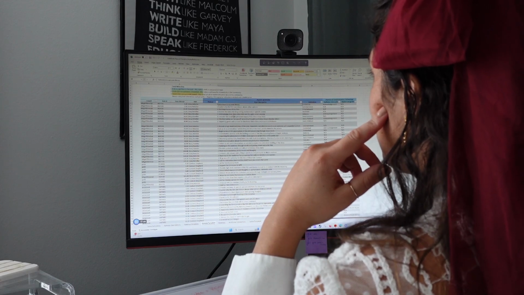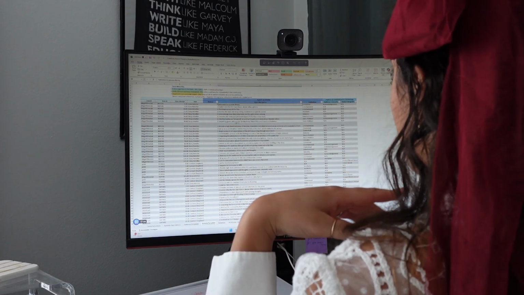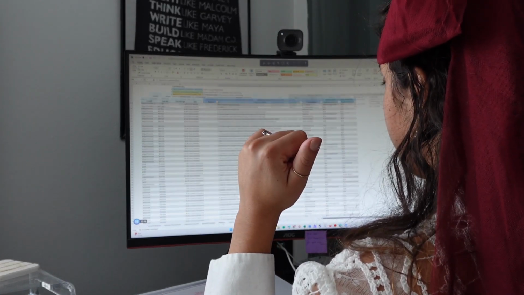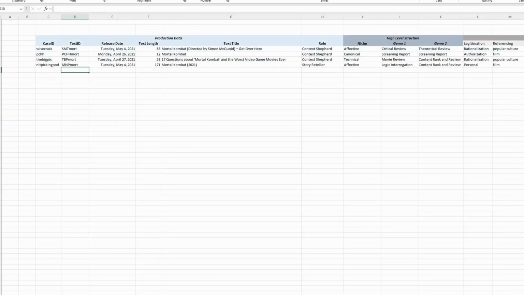That way I could keep track of what was going on in every single episode and all of those elements. Oh, and then I just had a bunch more tabs of other things that I was trying to talk about and keep track of and just have available so that maybe I could use it.